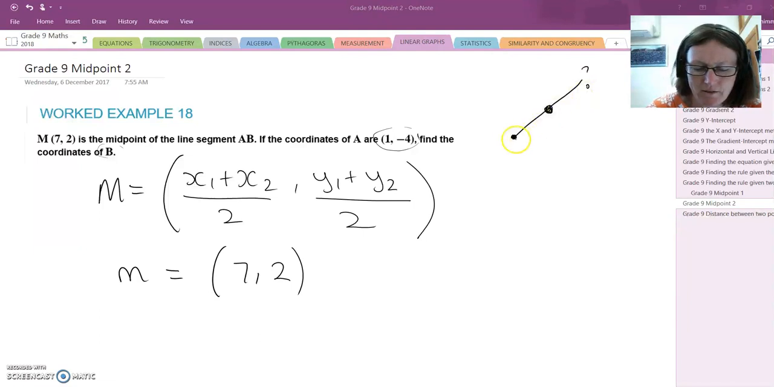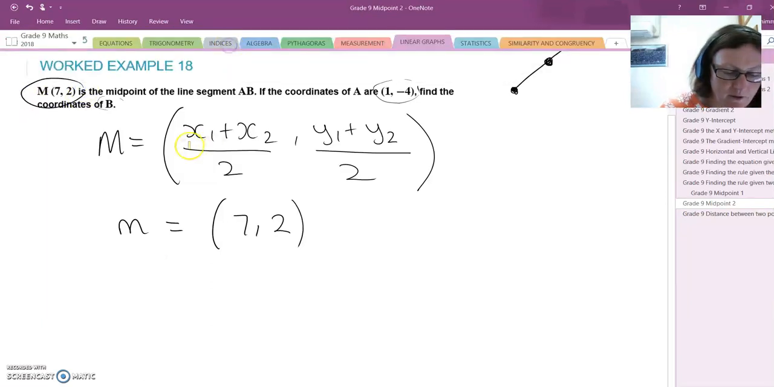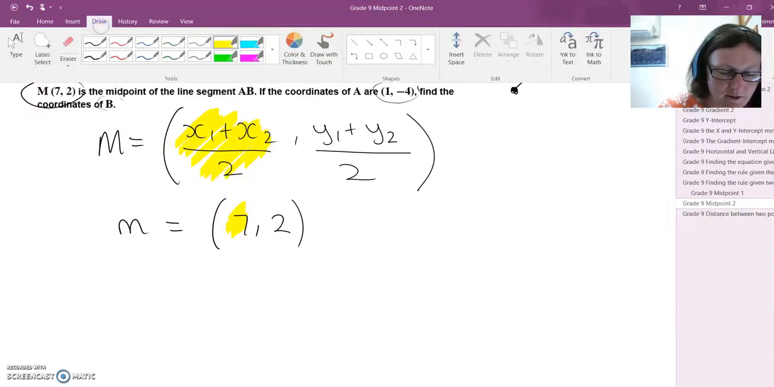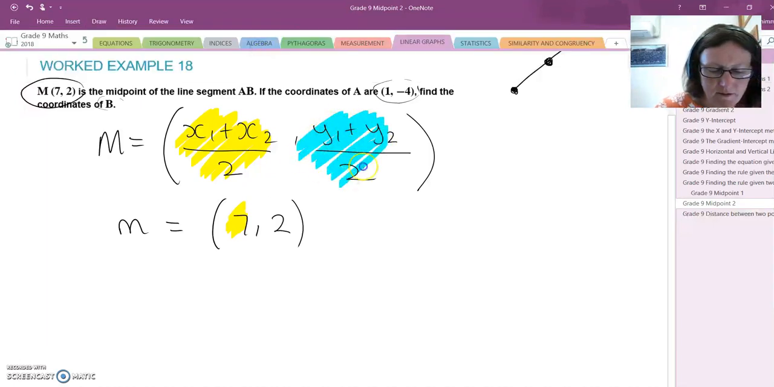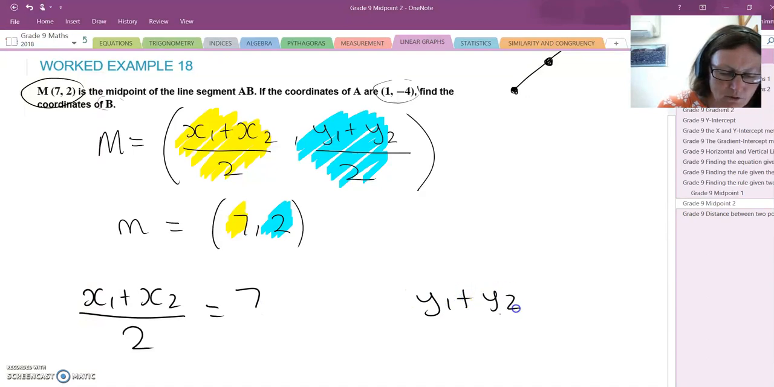And it's asking us, if this is one end and this is the middle, what is the value of the coordinate at this end? I've written down my midpoint formula, and I've written down that the midpoint is 7, 2. So in other words, this ends up equaling 7, and this ends up equaling 2. So I'm going to write that down. (x1 + x2)/2 = 7, and (y1 + y2)/2 = 2.